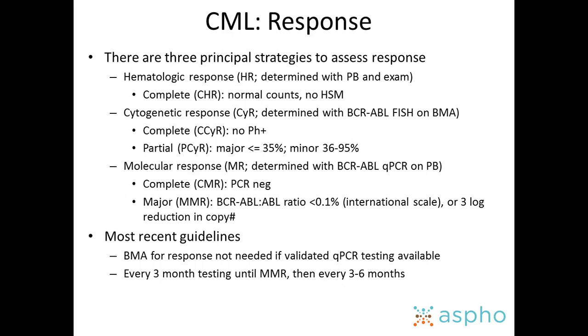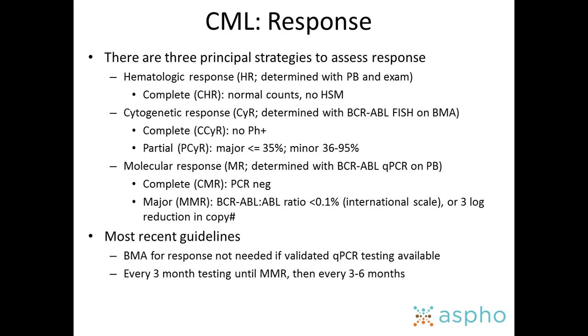I mentioned patients hitting their marks with CML, so there are specific response criteria that have been developed, and this is hard to keep track of. I'm going to try to simplify it as much as I can. So there are three principal strategies to assess response in CML. One is hematologic response. Basically, do their counts get better and does their splenomegaly go away? Then there's the cytogenetic response, which is typically using FISH on a bone marrow. What percentage of cells have the Philadelphia chromosome? And then finally, and most importantly in 2017, is molecular response.